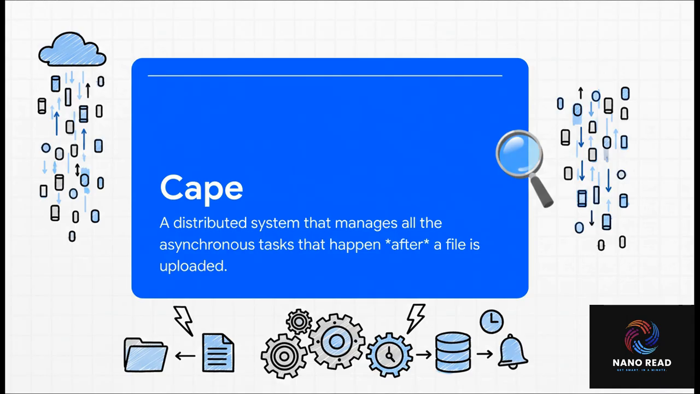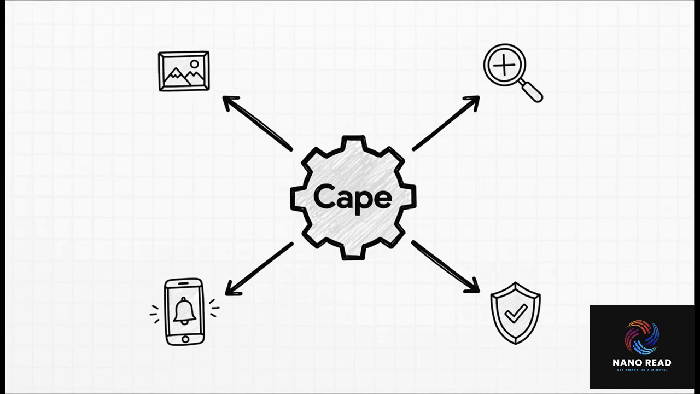Think of CAPE as the behind-the-scenes orchestra conductor. Its entire job is to handle everything that needs to happen after your upload is safely confirmed. And this is so important because it lets that initial save feel instantaneous to you, while all the heavy lifting happens quietly in the background. So what kind of things does CAPE actually do?